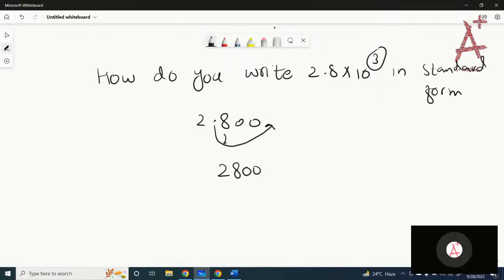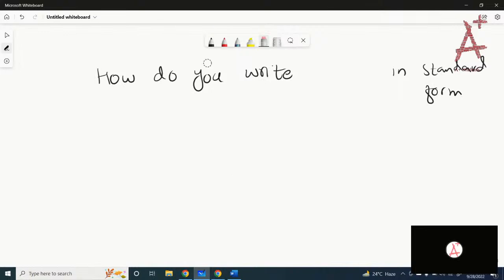Okay, the next one is, how do you write 8.9 times 10 exponent 2? Can you answer the question? Do you know the answer? The options are 890 and 89. So which is the correct option? Think and then answer.